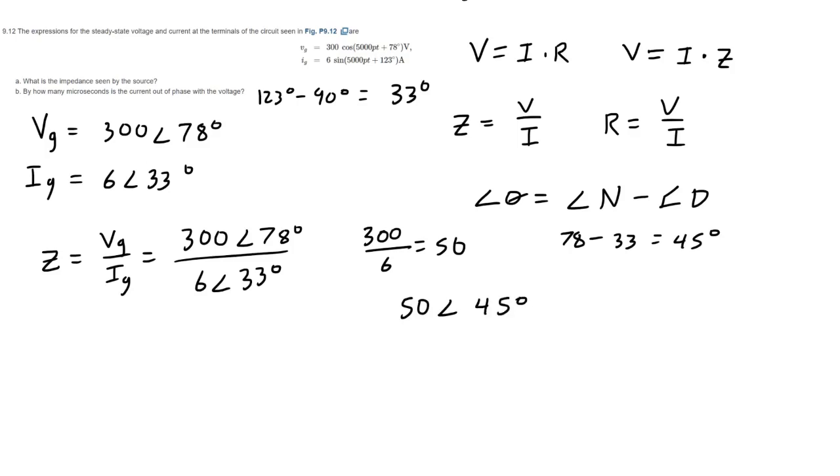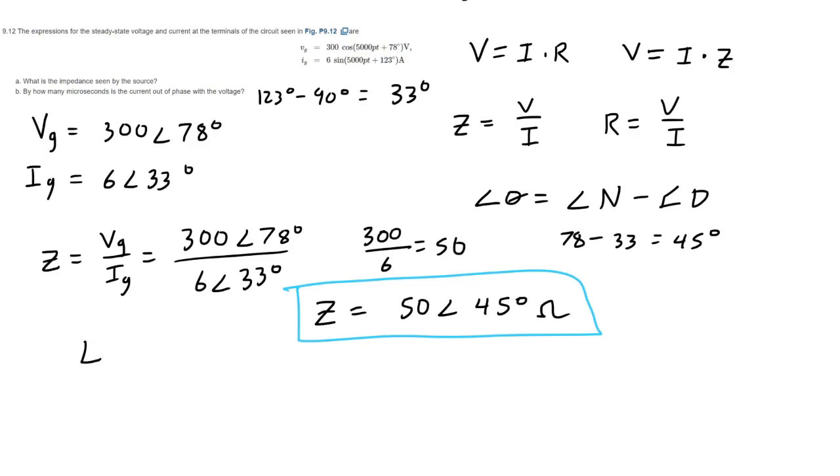This is going to be our impedance at this given frequency. Impedance is not constant. It does change with frequency. But at whatever frequency is given in the problem, that is our impedance, and it's measured in ohms. Basically this means that the current is lagging the voltage by 45 degrees, and that means that our load is primarily inductive.